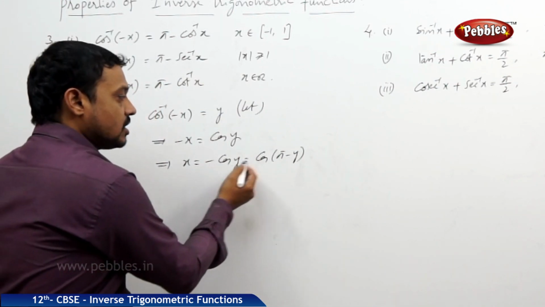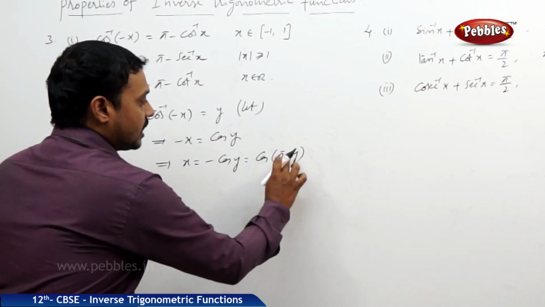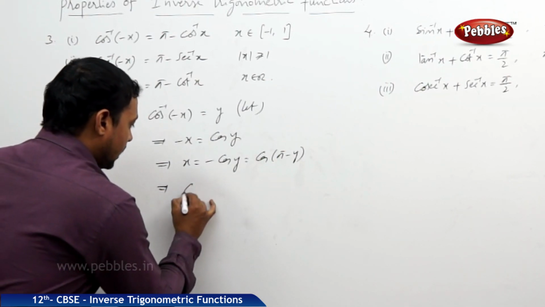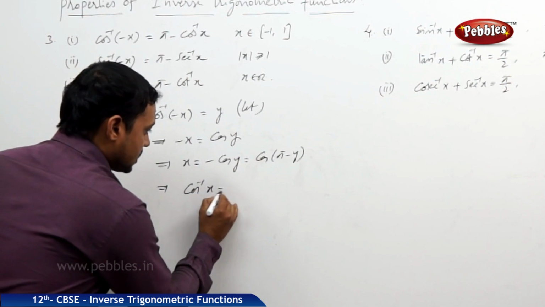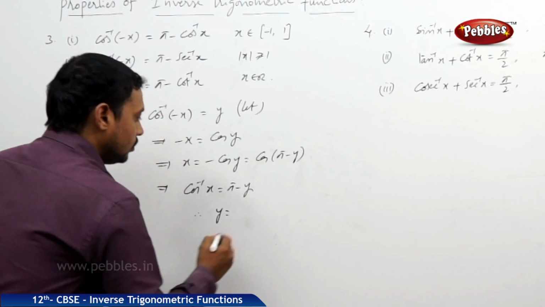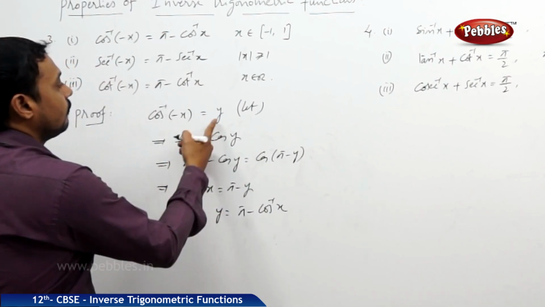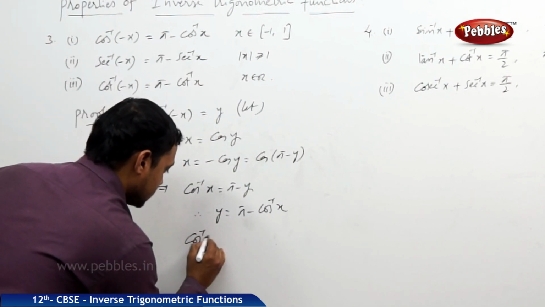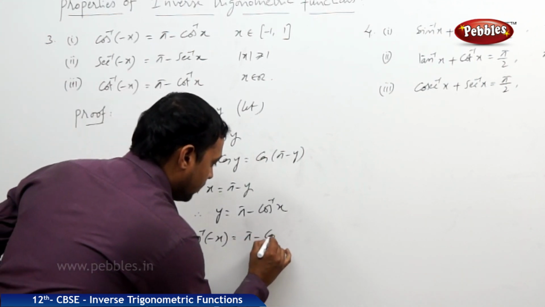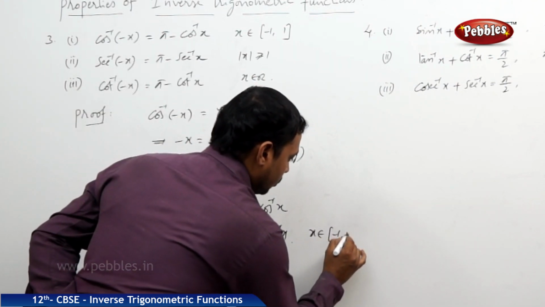In the same way, minus cos y is equal to cos pi minus y, and pi minus y is completely in the interval 0 to pi. That means it is in its principal domain. Hence, we can write it as cos inverse of x is equal to pi minus y. Therefore, y is equal to pi minus cos inverse x. But what is y? y is equal to cos inverse of minus x. So finally, cos inverse of minus x is equal to pi minus cos inverse x for every x belongs to minus 1 to 1.